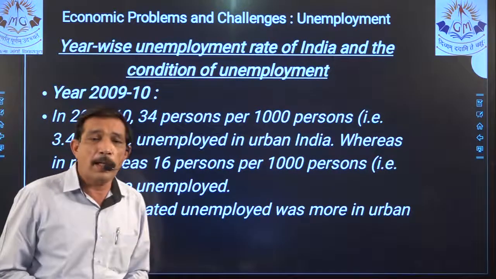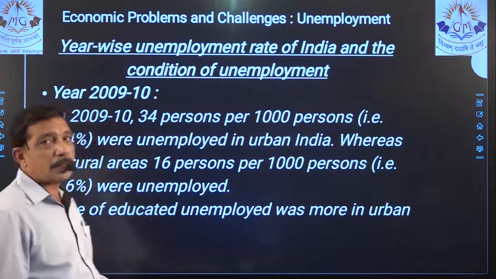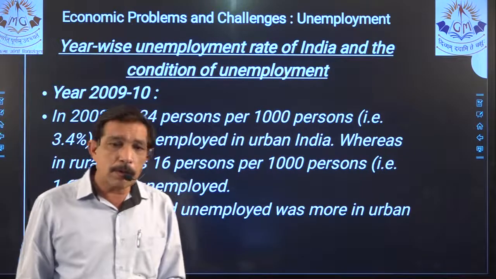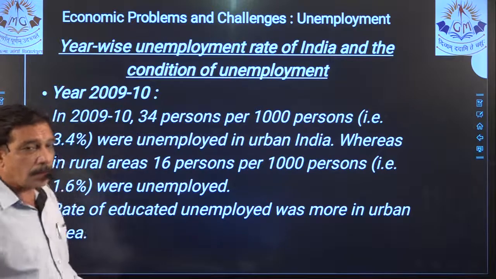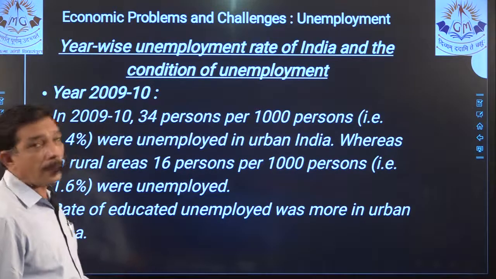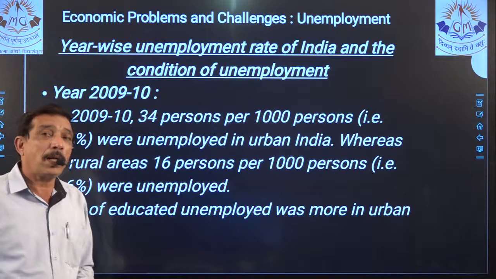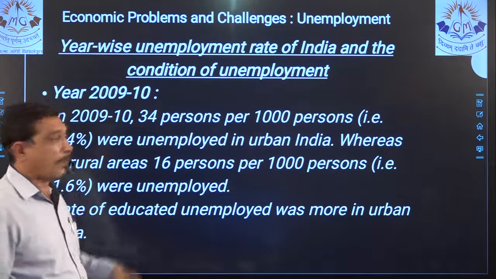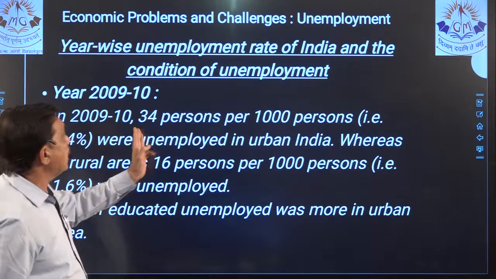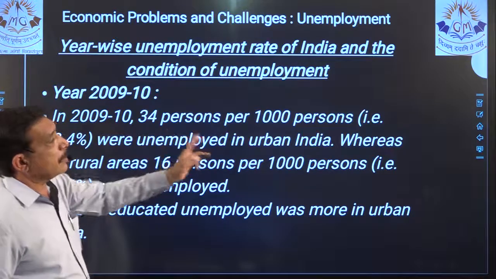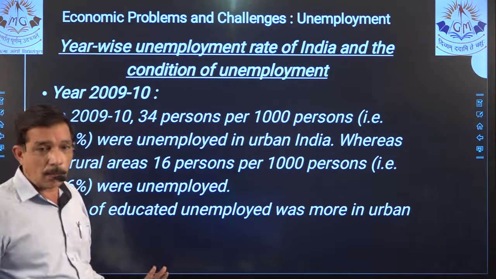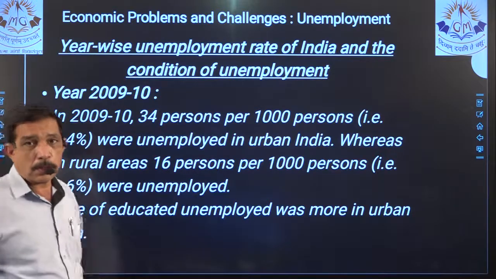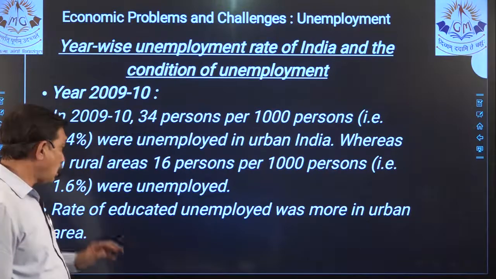Now year-wise unemployment rate of India and condition of unemployment. This question cannot be asked because it is a statistical question where a lot of statistics is there. Yes, but you just have to remember the numbers because they can be helpful for objectives, right? So in 2009-10, 34 per 1,000 were unemployed in urban areas, and in rural areas, 16 per 1,000 were unemployed.